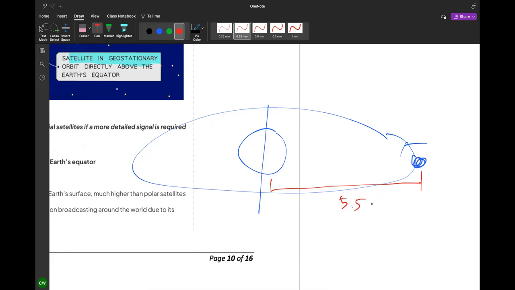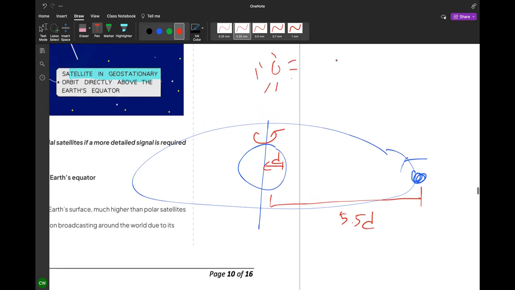5.5 diameter of the Earth. Okay, so this one, the Earth is rotating from east to west or west to east. Earth rotation. The sun rises from where? East to west, right? This is the opposite way. So it's west to east. 倒反. Okay. So this satellite also must be moving with the same period.